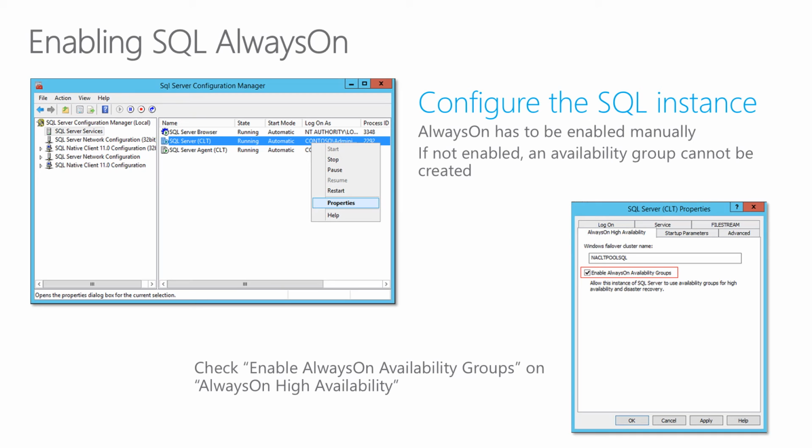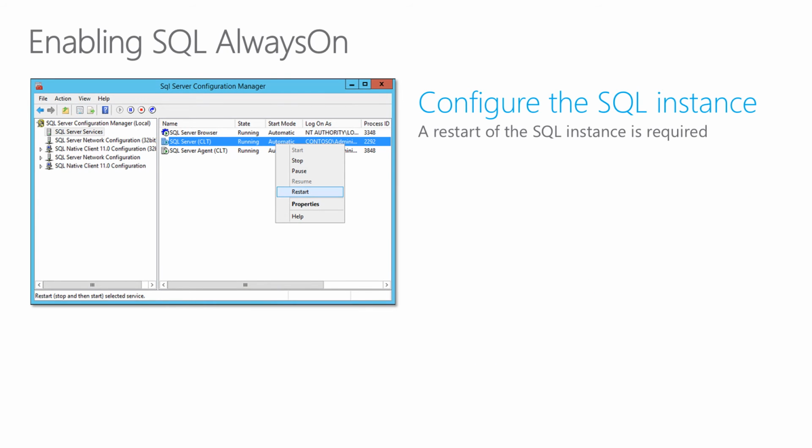AlwaysOn availability groups have to be enabled manually. Using SQL Server Configuration Manager, select the properties of the SQL Server cluster that you created earlier. Select the AlwaysOn High Availability tab and ensure that the checkbox Enable AlwaysOn Availability Groups has been selected. A restart of the SQL instance is required.